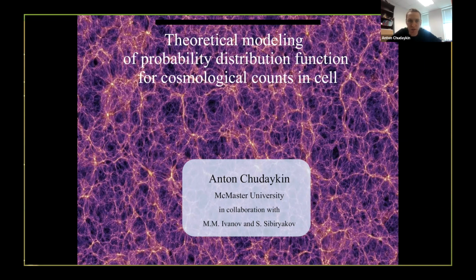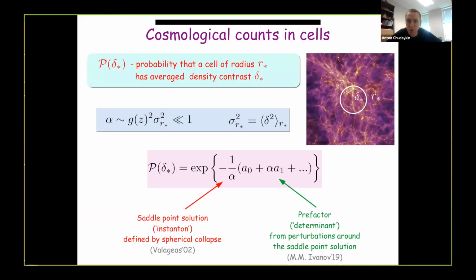I would like to tell about something complementary to what Peter told, actually about the theoretical modeling of non-perturbative statistics. The main object which I will be talking about is a probability distribution function, which represents the probability that a cell of a given radius has the average density contrast delta star. One can use the saddle point approximation to predict this observable, and the leading part will be described by the saddle point solution. In our case, it will correspond to the spherical collapse.